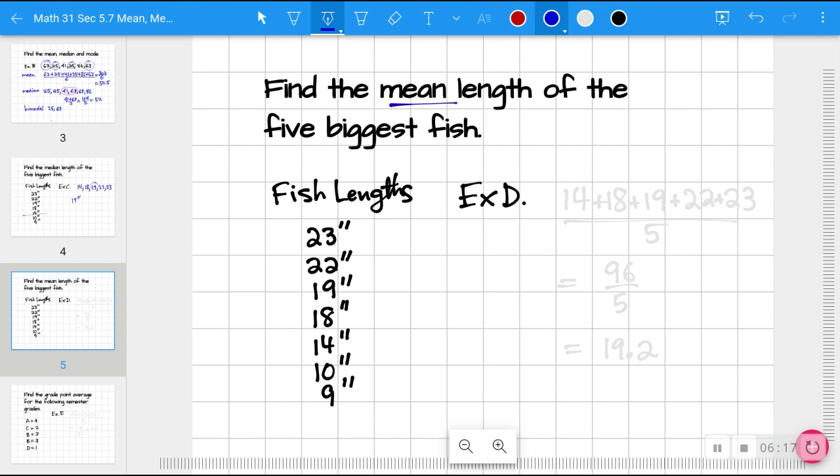Now we're looking for the mean. So here's what I was trying to do a minute ago by accident. So once again, we're not counting these 2 fish down here. They're too short to keep. We're throwing them back. So we're going to add them up.